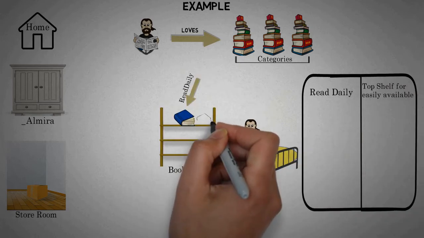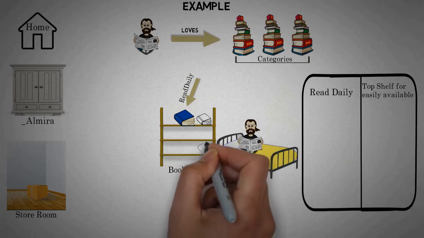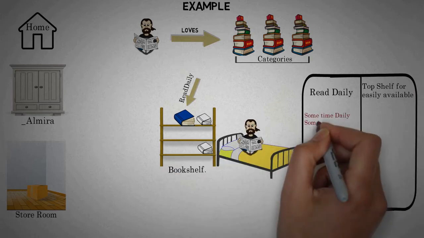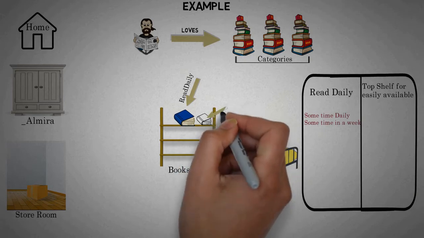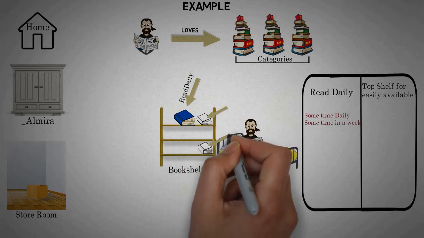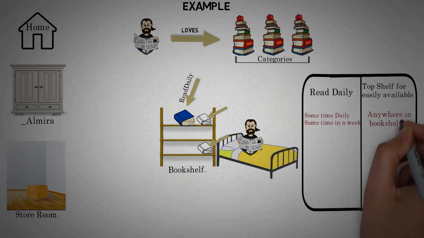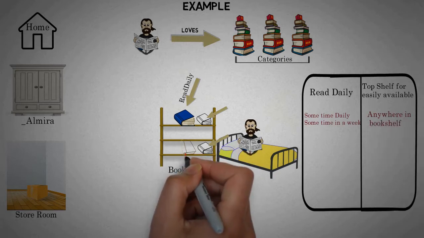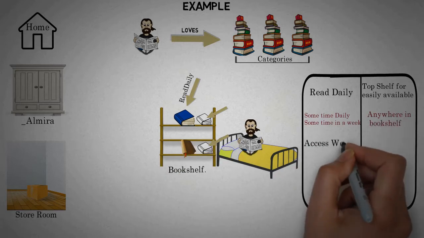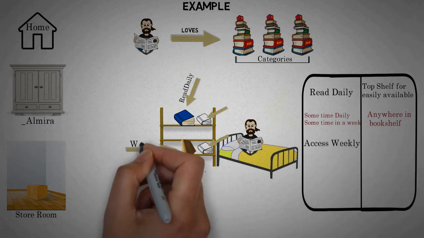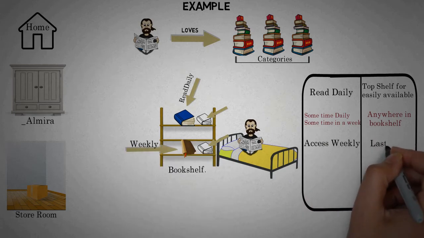Some books are related to your study, which you don't want to read but you have to complete to pass an exam. So sometimes you keep it on the top shelf and sometimes on the lower shelf. Also, some books are lengthy and you finish them slowly, hence you read that book once in a week. So these books are kept in the last shelf of the bookshelf near your bed.